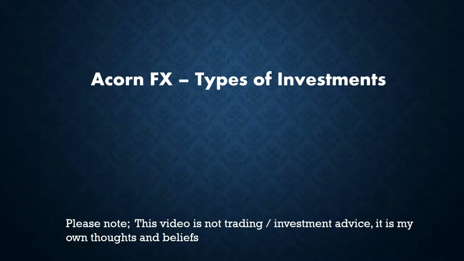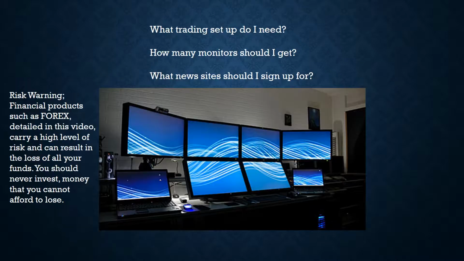Today we're going to talk about different types of investments. To start with, let's just talk about trading setups, how many monitors you need, and what news sites you should sign up for. I'd recommend if you're just starting off, one monitor is adequate. And news sites, I'd say you use your Financial Times, Telegraph, BBC News, them sort of things, Bloomberg. And as you develop further and you require more analysis, more in-depth information, then you can build up on the number of monitors you have. But I think to start with, one monitor is sufficient for your requirements.